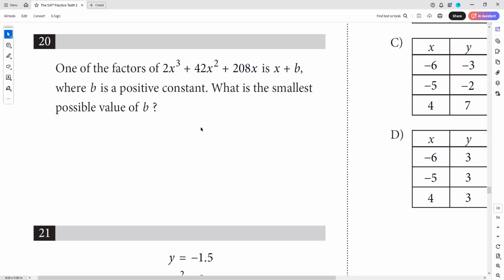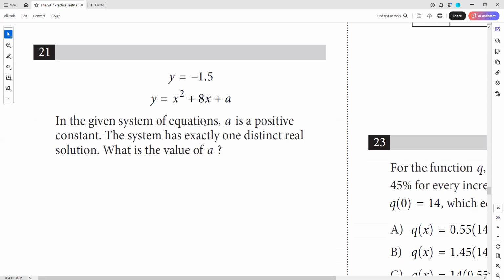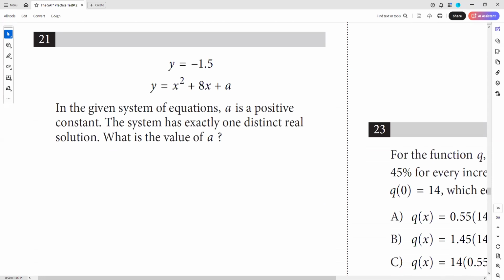Okay, now pay attention to question 21, because it says that the system has exactly one distinct real solution. That means that we have a perfect square. So what do I mean by that? I mean that if we were to factor the trinomial, it has to factor into two binomials that are the same. So let me explain.